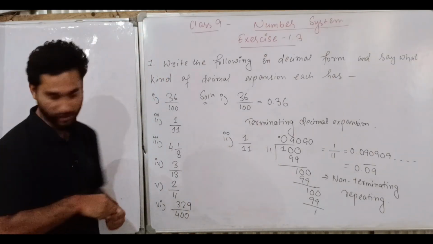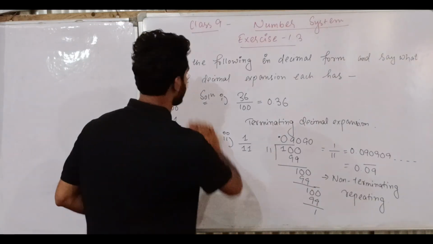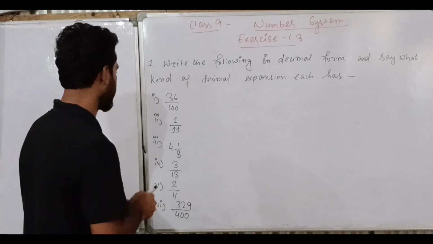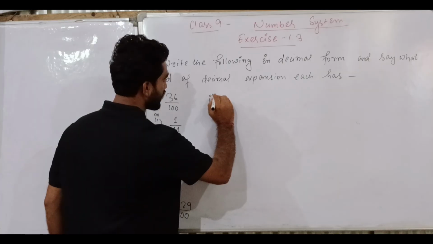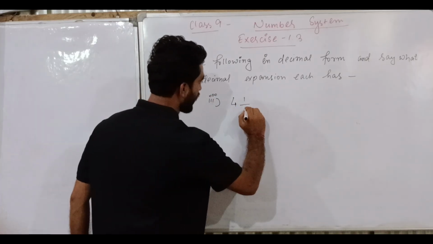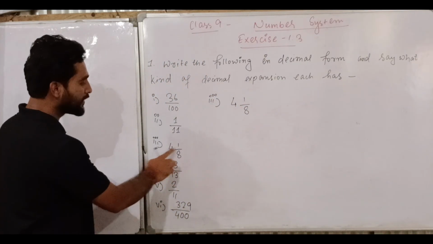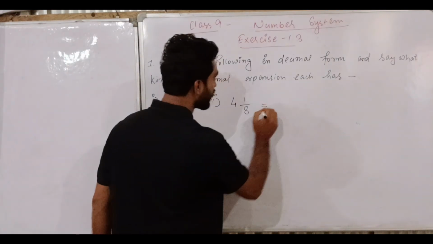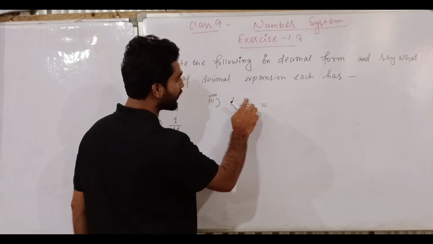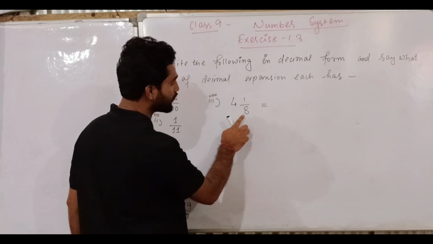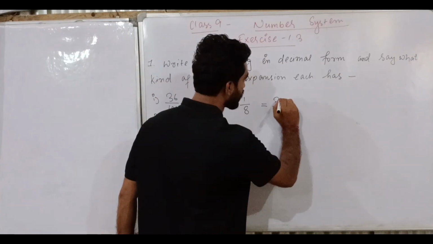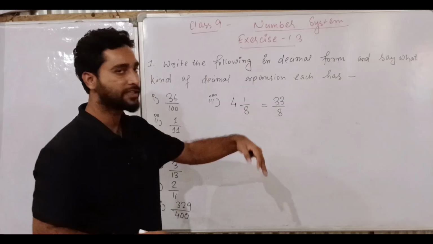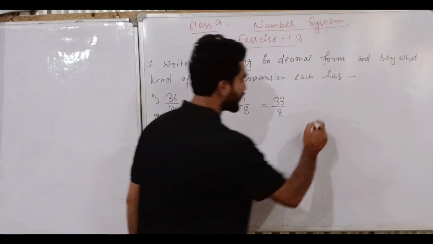Now let's see the next question. So see, the third question is 4 1 by 8. Now it is given in the mixed fraction. First we have to convert into the normal fraction. So how to convert? So 4 multiplied with 8 and then we have to add 1. So 4 8s are 32. 32 plus 1 is 33. So 33 divided by 8. Now divide 33 by 8 and check what kind of decimal expansion we will get.